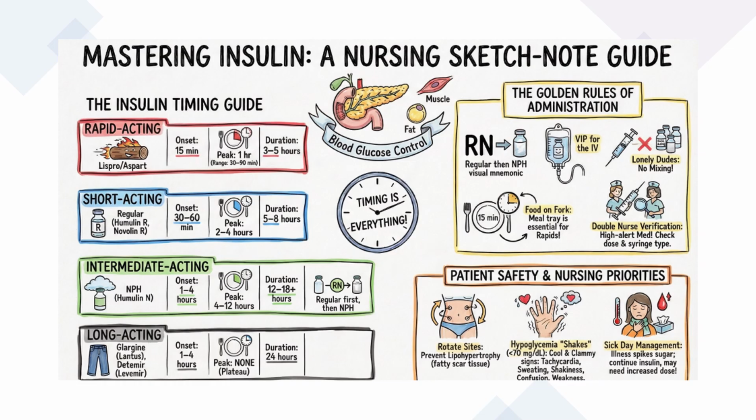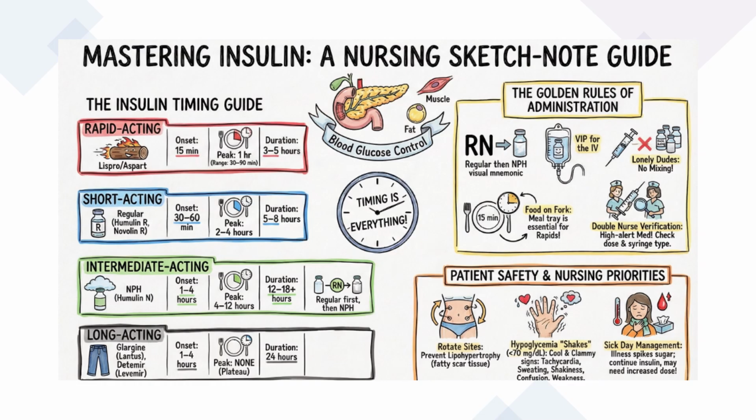The other things here, and these are on another slide, but since I have it in this chart, I'm going to go ahead and explain it. So the VIP for the IV, that is referring to regular insulin. Regular insulin is the only insulin that we're going to give IV. And usually if you hear a patient being on an insulin drip, like if they have DKA, that is what they're receiving, regular insulin. And then the lonely dudes, we do not mix long-acting insulins, okay? So I'm not mixing Lantus or Levemir together. I'm not mixing them with NPH. I'm not mixing them with short-acting or rapid-acting insulin, okay?